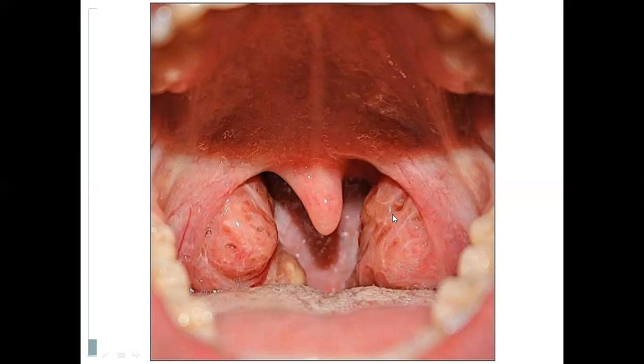These palatoglossal arches form a boundary between the oral cavity, this is the tongue, these are the teeth, and the pharynx. These are the enlarged palatine tonsils.